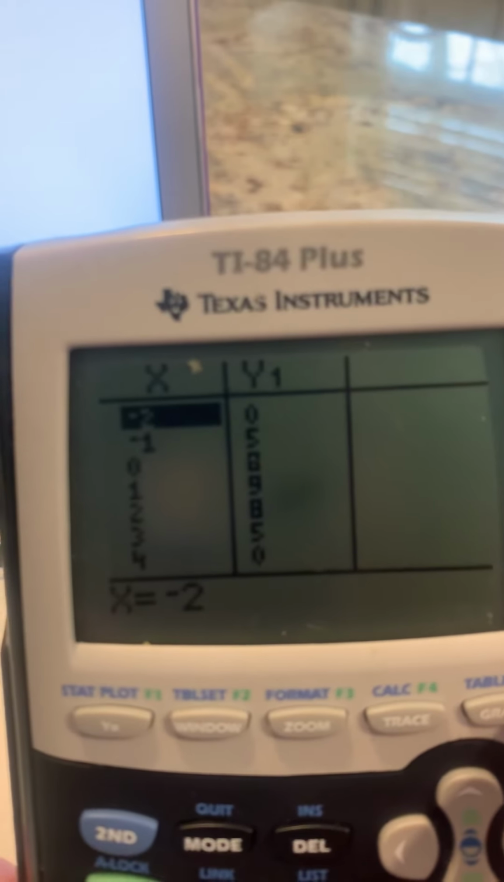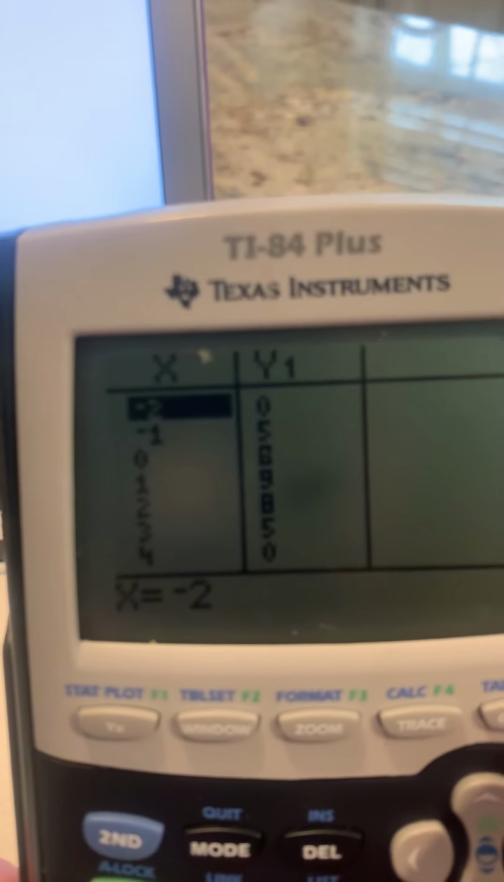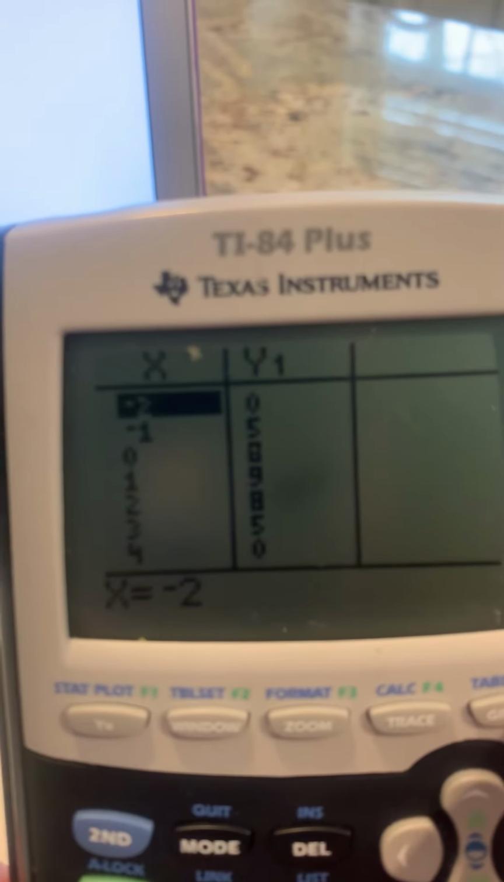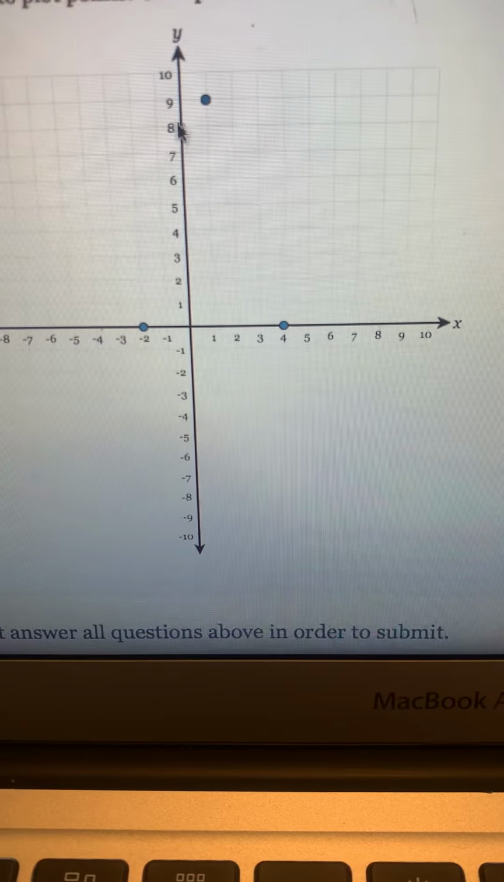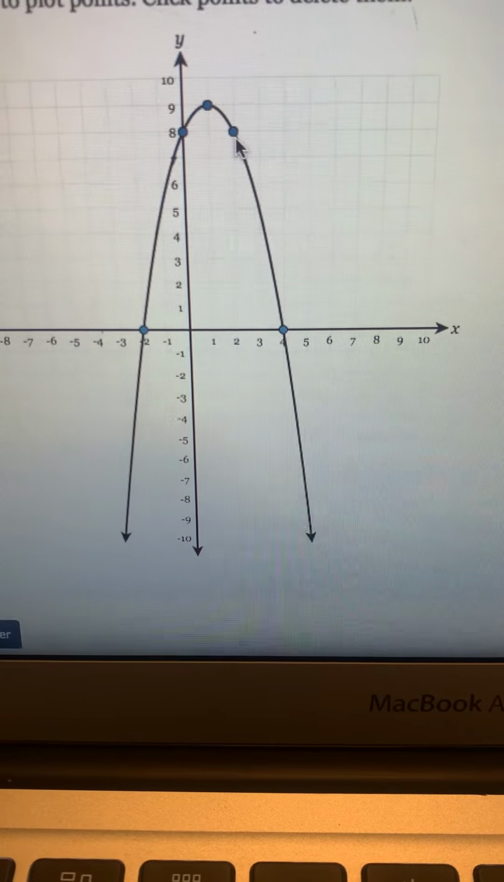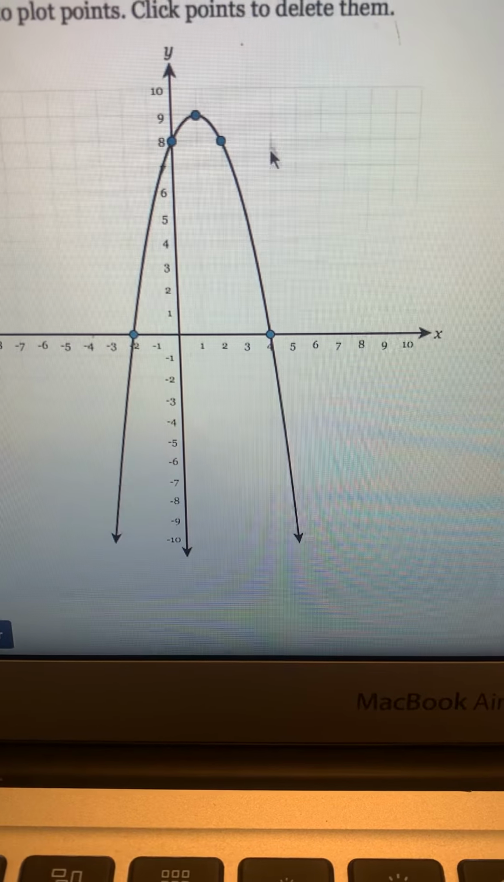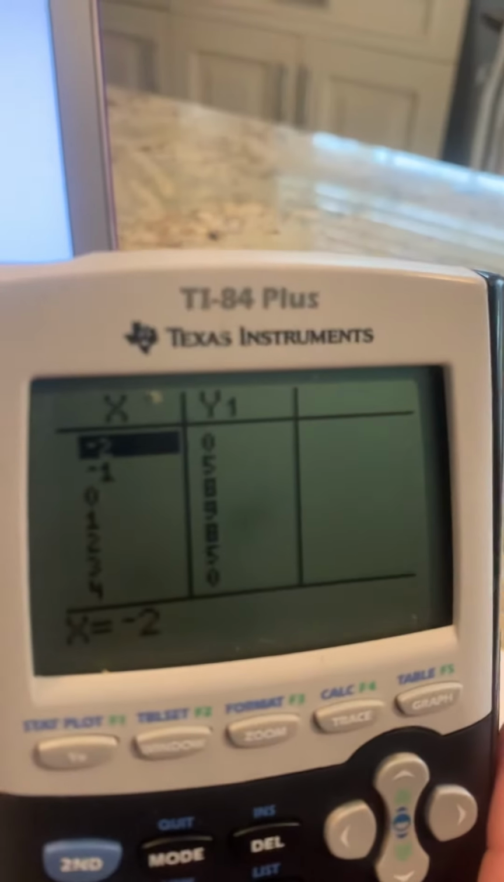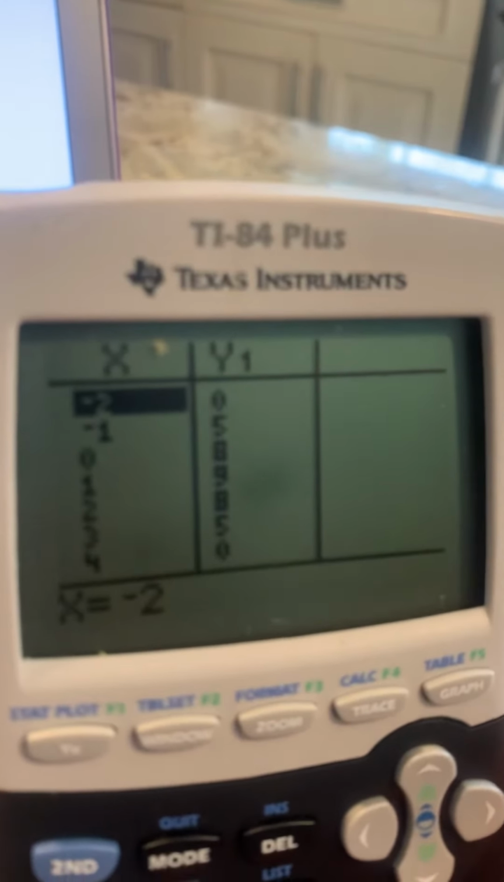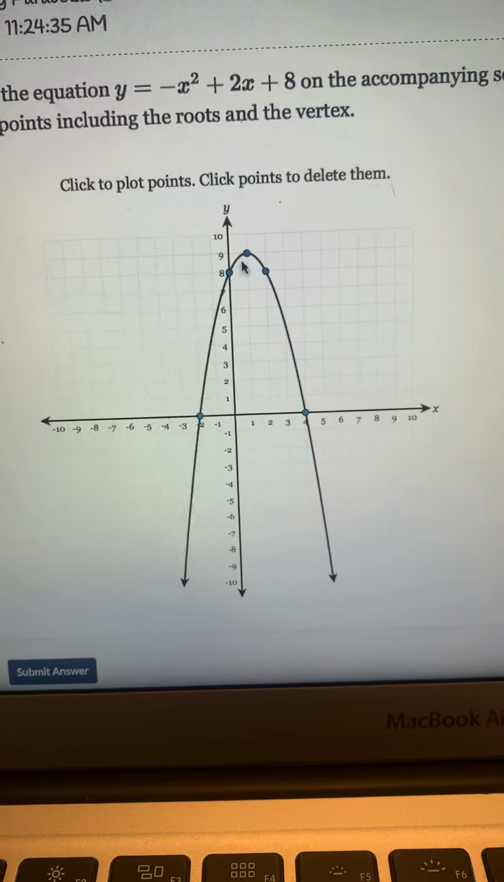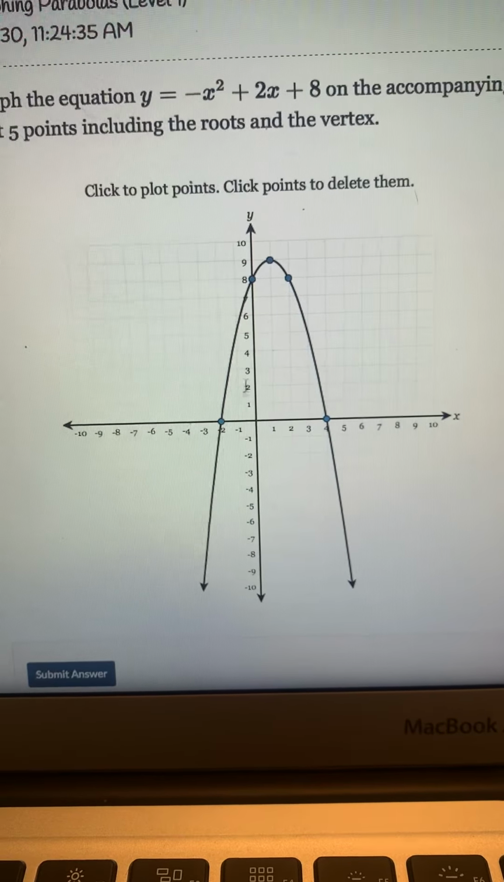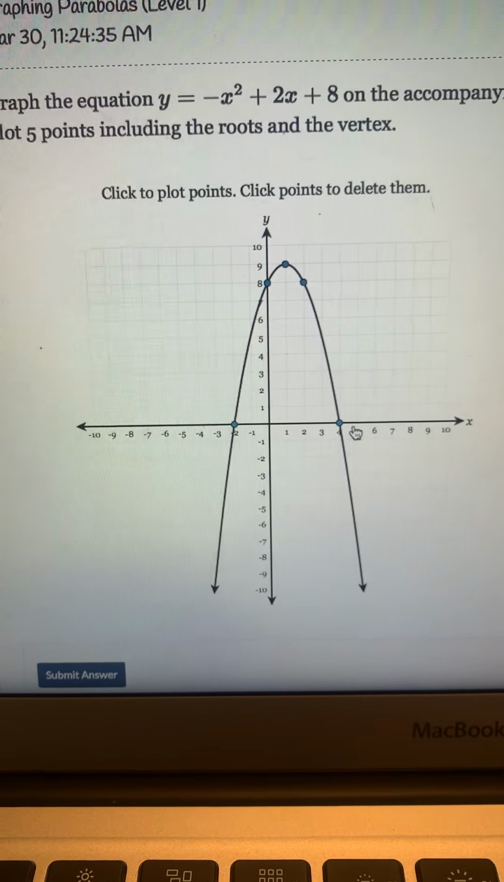All right, so let me plot some other points. How about 0, 8, and then 2, 8. I'll plot those. So 0, 8, and 2, 8. So that graphs my parabola, and I can always graph more points. I can graph all of these points really for a nice parabola, but on Delta you only have to plot 5. All right, so there's my parabola plotted for me. Once I have my 5 points, I have my vertex here, 1, 9, and then I have my roots, negative 2, 0, and 4, 0.